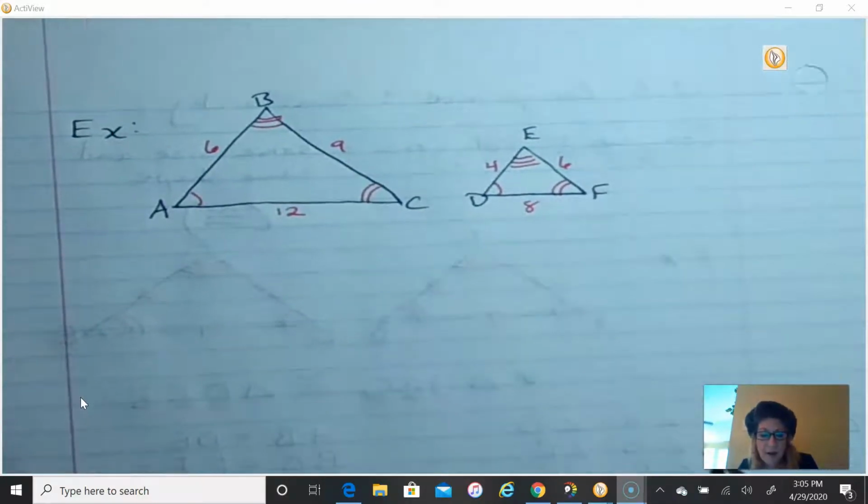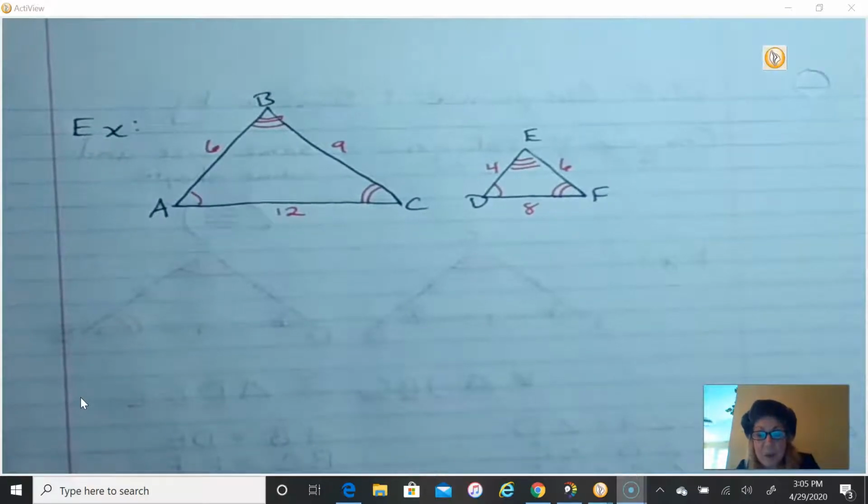Okay? Now, to check to see if it's similar, they'll have the same scale factor.